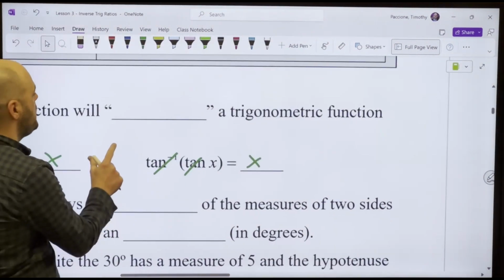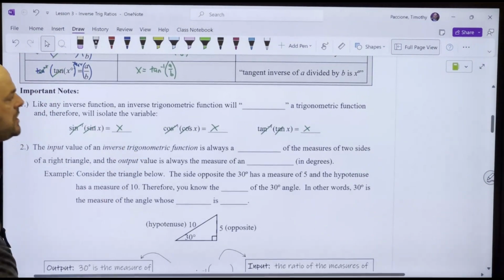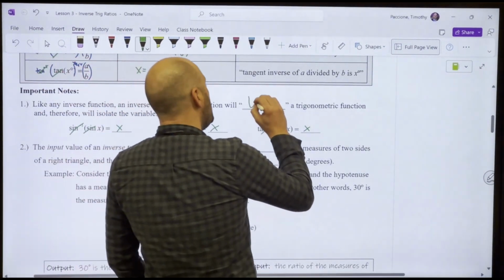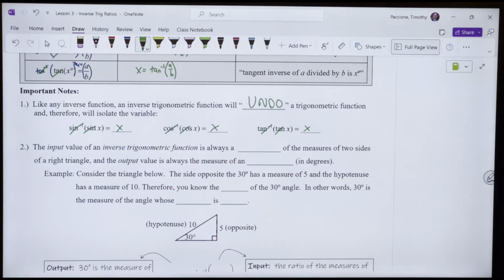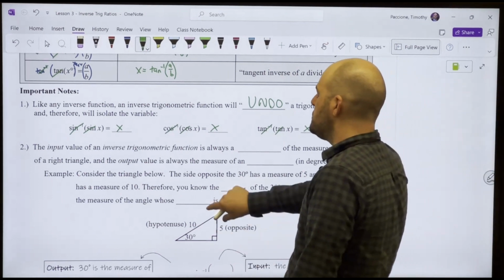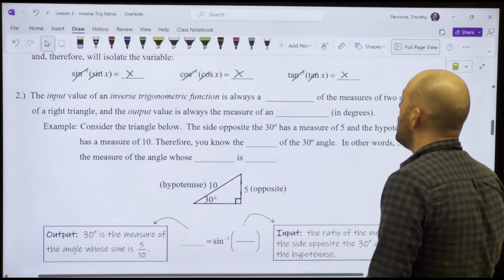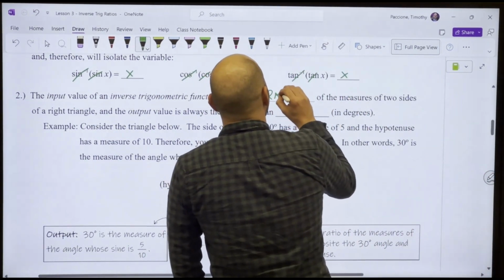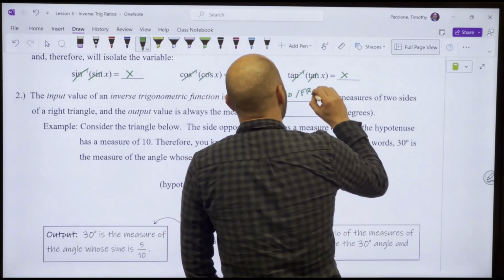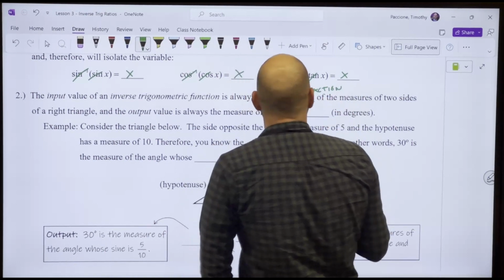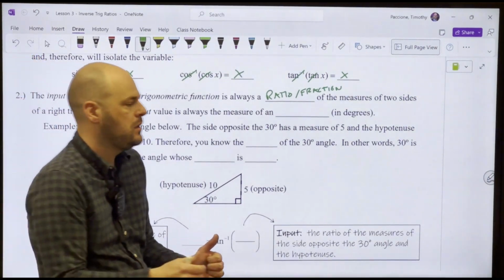Okay? I think I skipped a thing here. Yeah, so like any inverse function, inverse trigonometric functions undo math. They undo the trig function, and they allow you to crack in and get to that x. All right, so let's look at an example. Oh, actually, one more thing first. The input value of an inverse trigonometric function is always a ratio or fraction. So the thing you put into an inverse is always a ratio or a fraction of the sides, the measures of the two sides. The output, what pops out of an inverse function, is always a what?